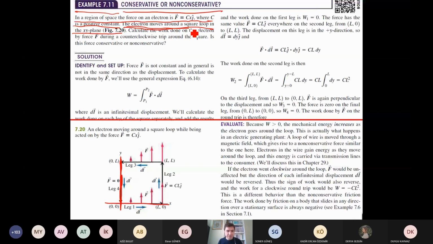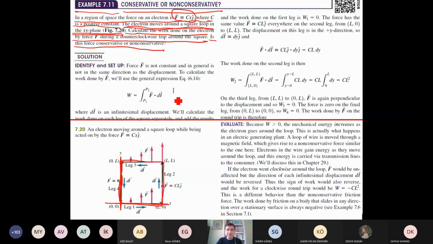The electron follows this path, starts from the origin, goes in this direction and then follows this square path due to the force acting on the electron. Calculate the work done on the electron by force F during a counterclockwise trip around the square. Is this force conservative or non-conservative? This is the question.